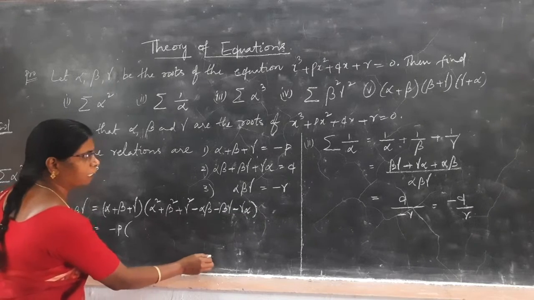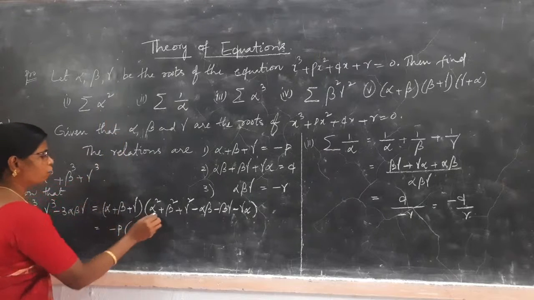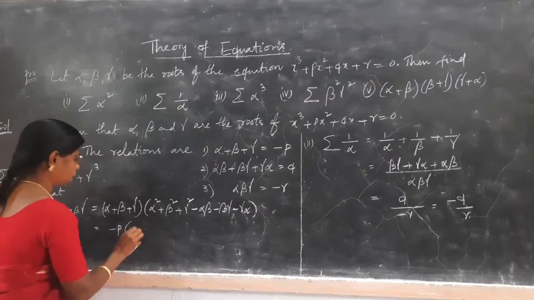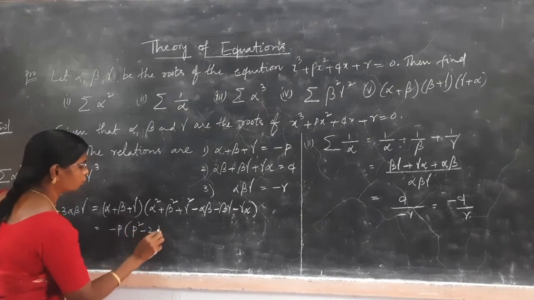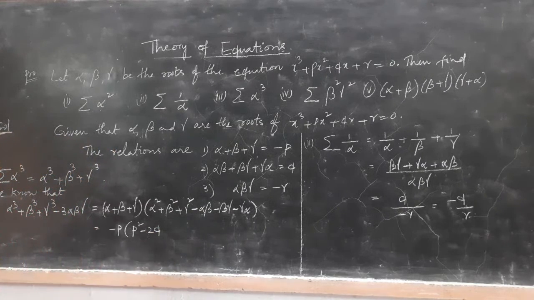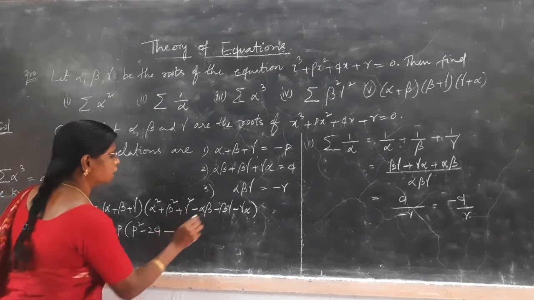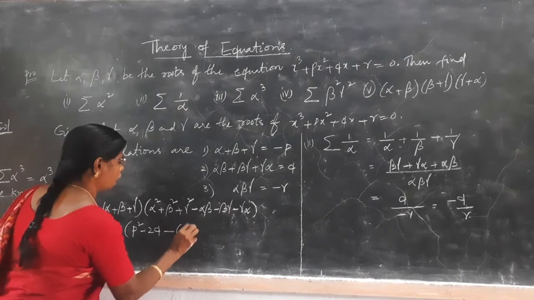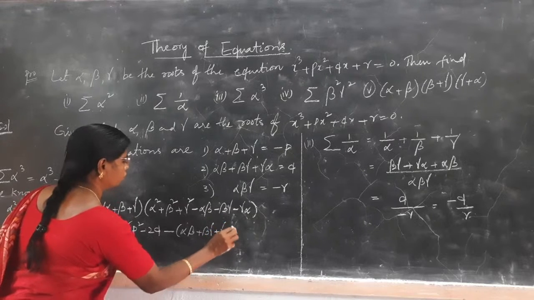Just now we found the first one, this alpha squared plus beta squared plus gamma squared. From that previous one, the value I just solved here is p squared minus 2q. Minus, take minus common from these: minus (alpha beta plus beta gamma plus gamma alpha). Okay.